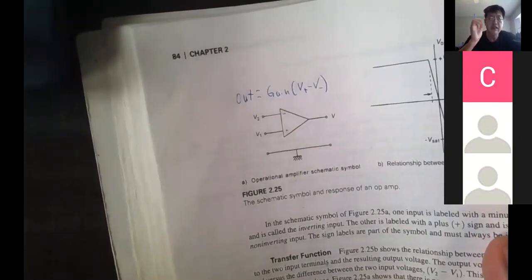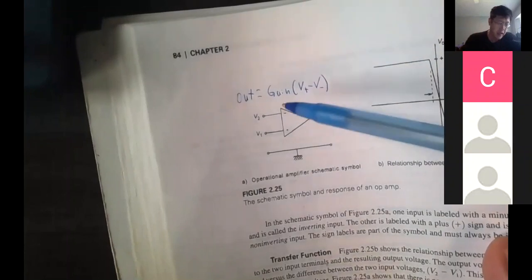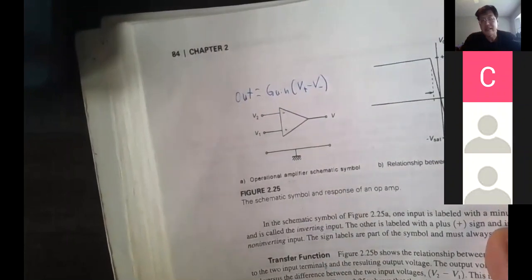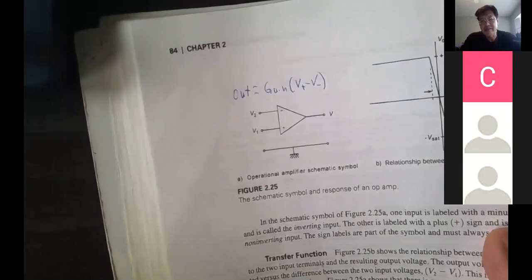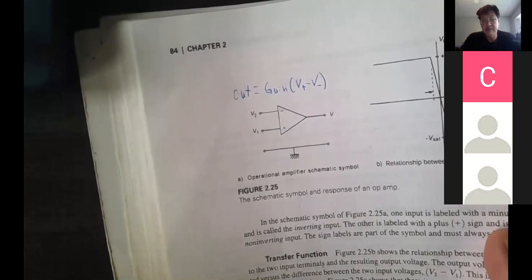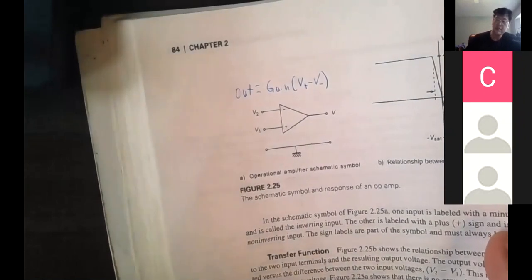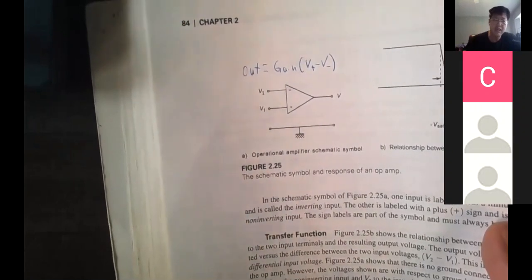So that's our op-amp. And how much is the gain? Generally it's in the tens of thousands, if not millions. Tens or hundreds of thousands. So it's a huge amount of gain. So that's an op-amp.